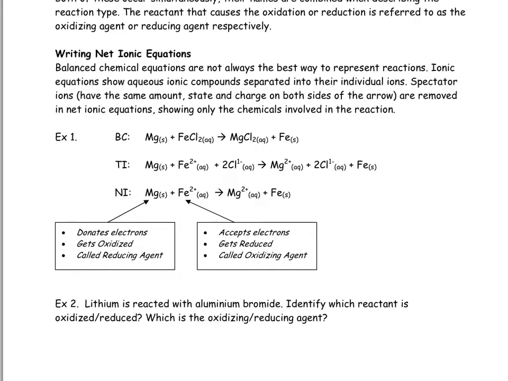Pause the video here and try out example 2. Is this a redox reaction when lithium reacts with aluminum bromide? And identify which reactant is oxidized and reduced, and which is the oxidizing and the reducing agent. Pause the video until you have your answer.